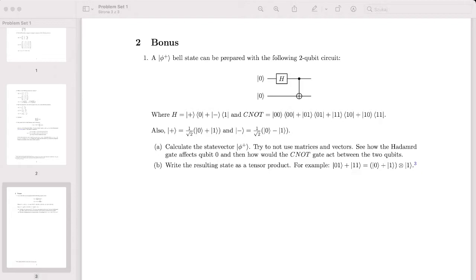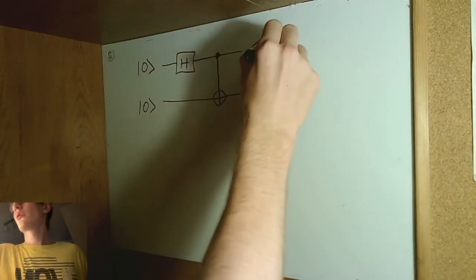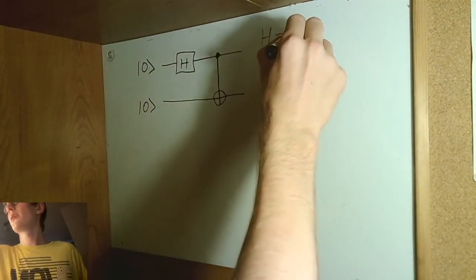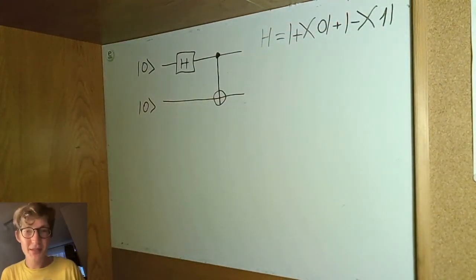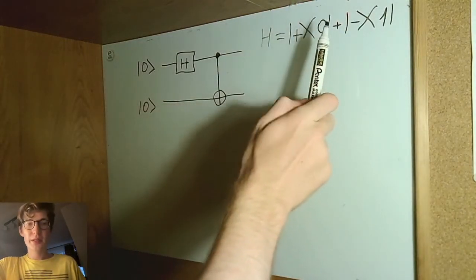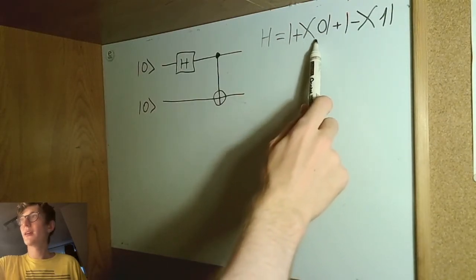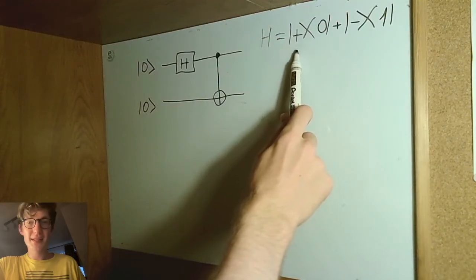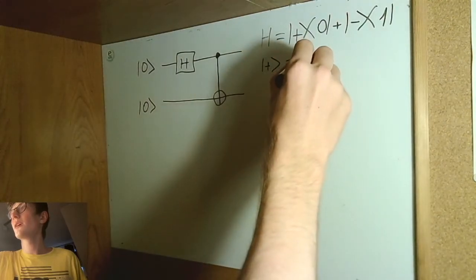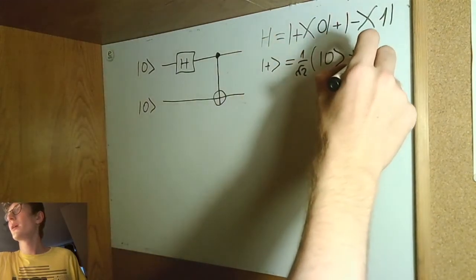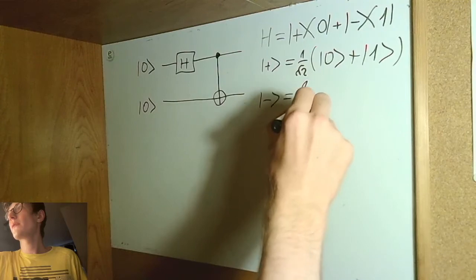So as you see, this notation that H equals plus 0 plus minus 1 actually means that this operator applied to zero state from the computational basis gives us an output plus state, where plus, written in computational basis, is 1 over square root of 2 times the sum of 0 and 1, and minus is the same but with minus instead of plus.